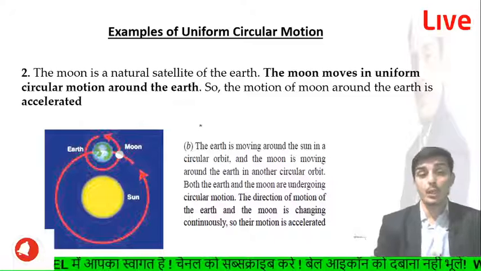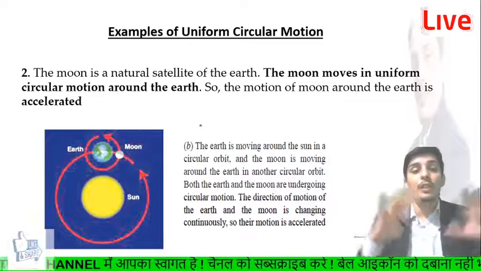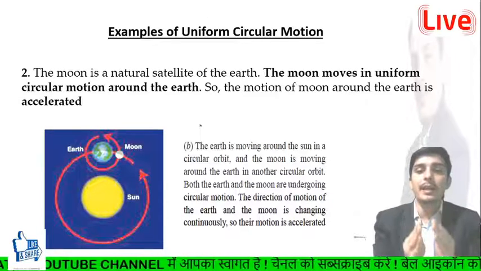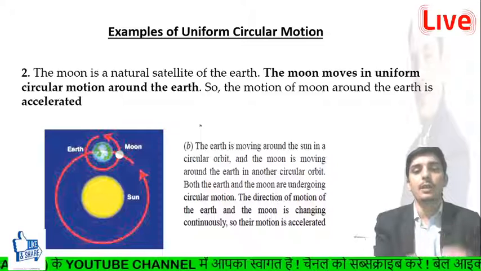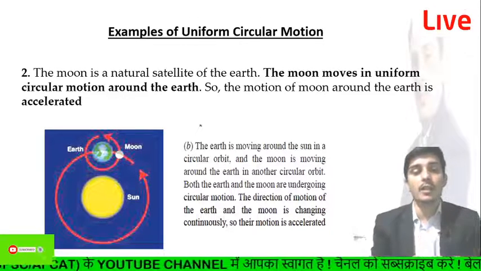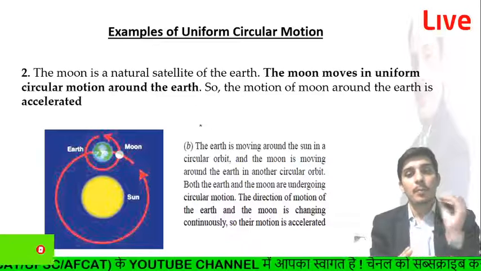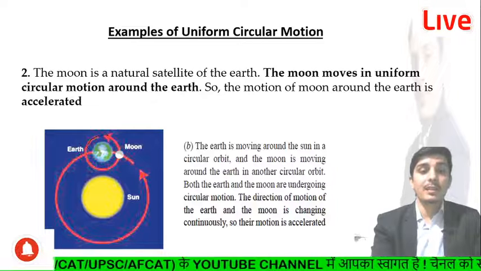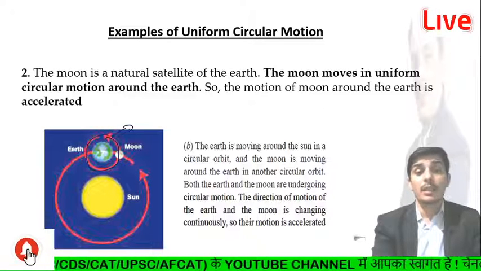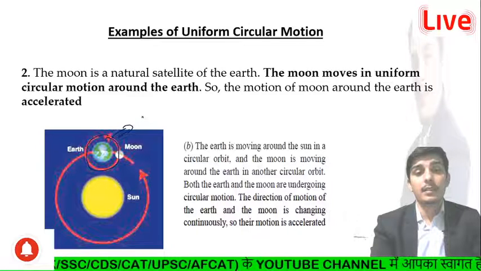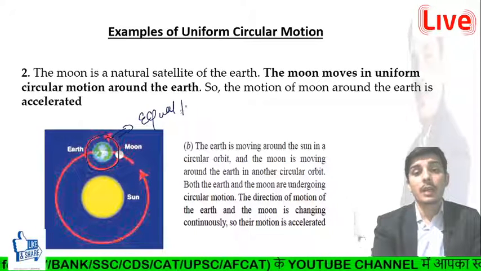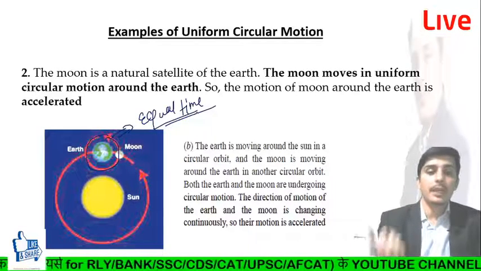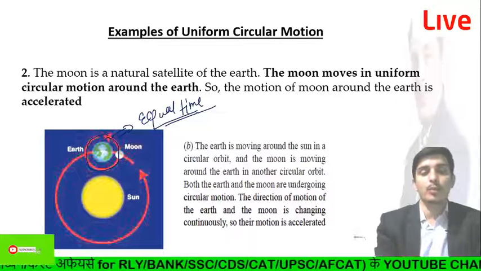Now guys, you can take another example. The moon is a natural satellite of the earth, and the moon is moving in uniform circular motion, guys. Listen and understand better through this example, and the figure is also given on the screen. The moon moves in a uniform circular motion, because it takes equal time to revolve around the planet, and you can say it revolves around the sun also.